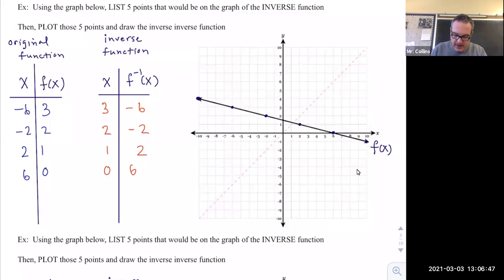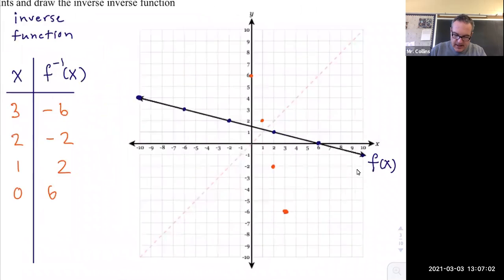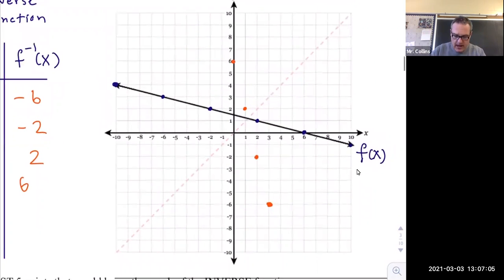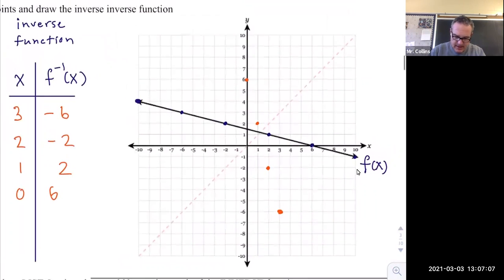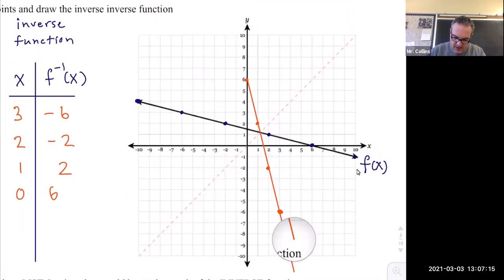All right. 3,-6 would be, of course, down here. I'll put a dot. 2,-2 would be about right there. 1,2 would be here, and 0,6 is up here. And then I'm going to connect them, and it better be linear. It better be a line, because if the original function is a line, then the inverse also has to be a line. So let's make sure they line up. You'll know right away with a ruler. I could tell right away with this. Essentially this Apple Pencil is a straight edge, and I'll just keep it going in this direction.